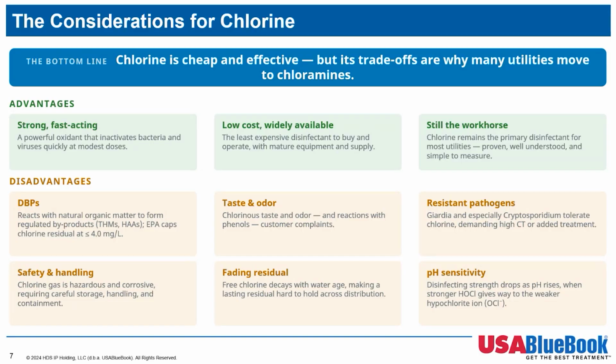And with respect to that ceiling, you can't simply dose your way out of a fading residual because 4.0 is a compliance limit. That's the corner utilities find themselves in, which we'll see next is exactly why systems start adding ammonia.